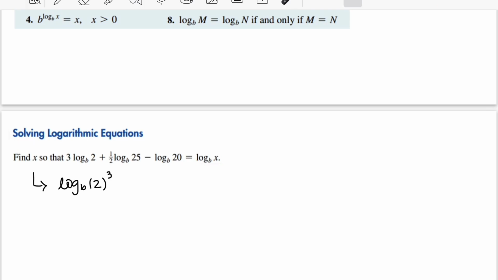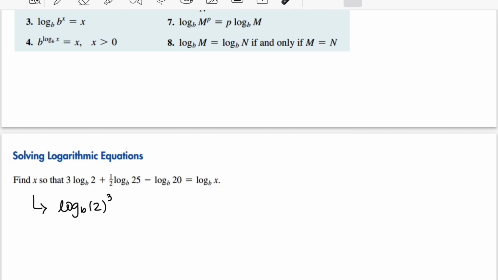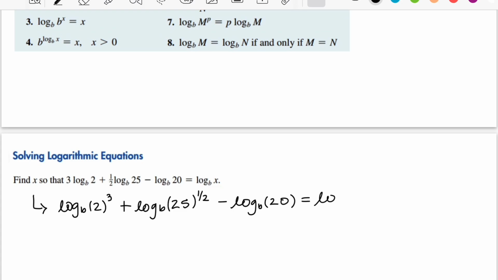All right. Now I'm going to do the same pretty much with each term here. Let's look at this one. We have log base b of 25 times 1/2. And using this same property with this exponent, we can bring that back here. So that ends up being log base b of 25 to the 1/2 power. And then log base b of 20, we don't really need to change anything there. And this is going to be equal to log base b of x. Remember, we're trying to find x.